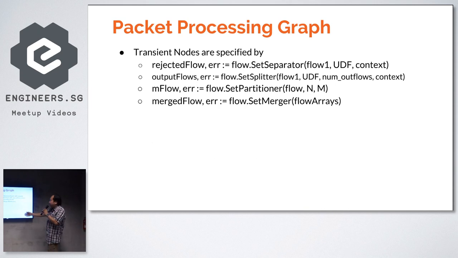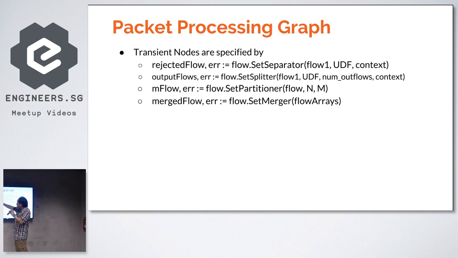So the more important ones are the transient nodes. This is what happens when you do in-between processing, right? So there's one type called the separator. What the separator requires is that the UDF must return true or false. The UDF will process packet by packet. If the UDF returns true for the current packet, that packet will stay in flow 1. If it returns false, it will go to the rejected flow. So this allows you to create a branch out from the main flow.